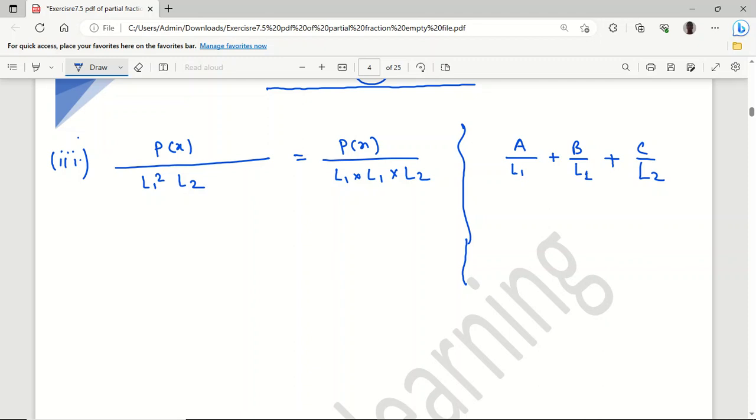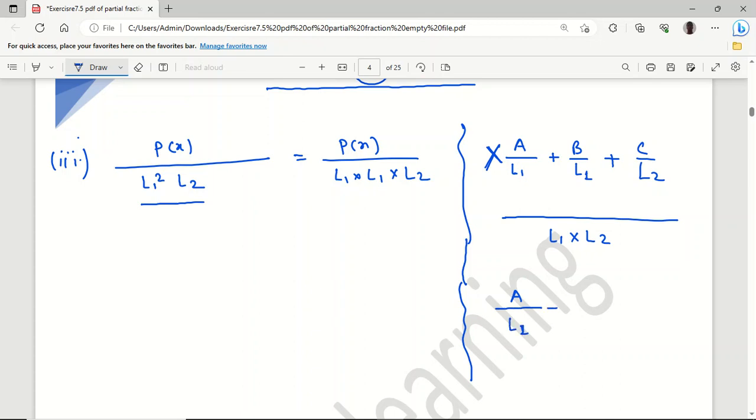But the problem is that if I take it here, what will be the LCM? The LCM will be L1 into L2. But here the degree of the polynomial is 3, and here I am getting degree 2. So I cannot take this partial fraction for this rational function px upon L1 square into L2. So I need to change the partial fraction. What will I do? I will start with L1.